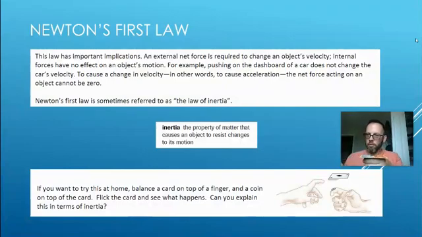So try it on your own or observe. Maybe even saw this demonstration before. But if I flick the coin, it wasn't perfect. But the coin kind of stays still, right?